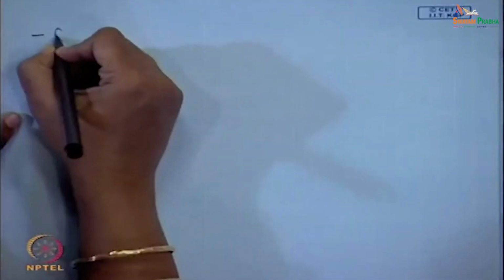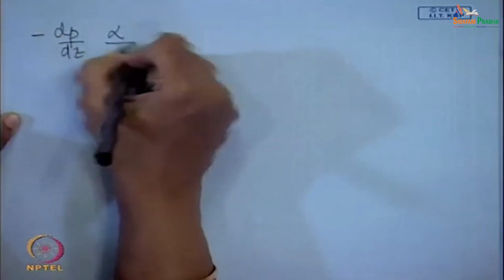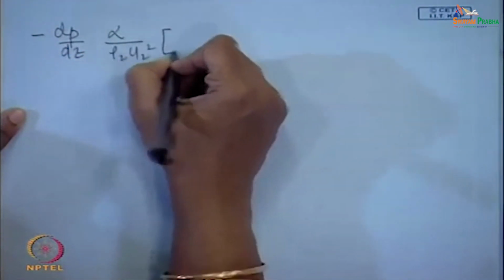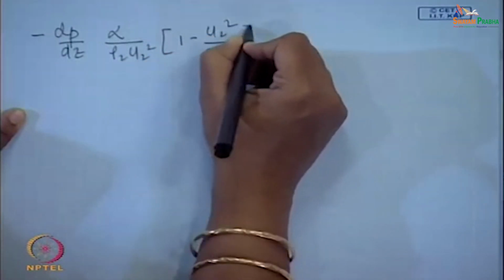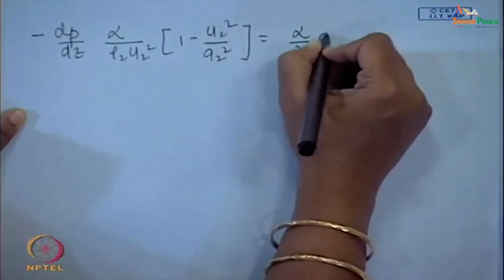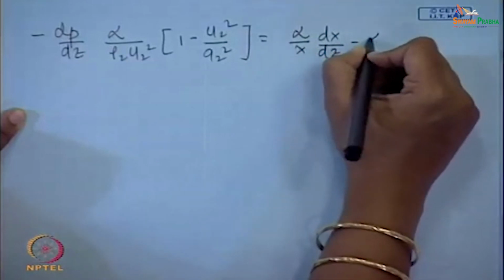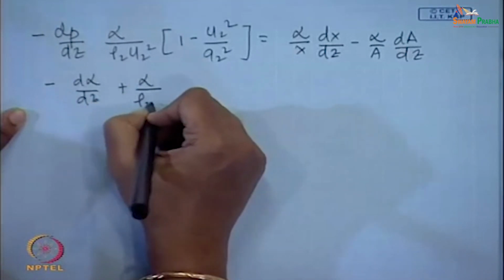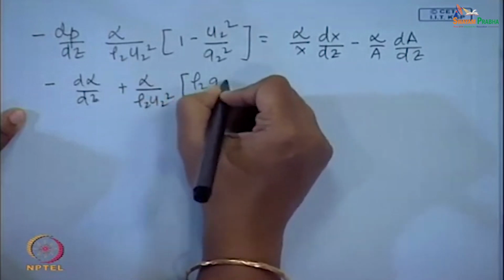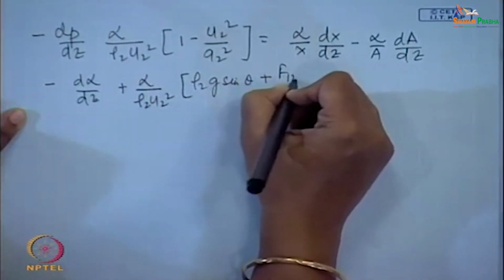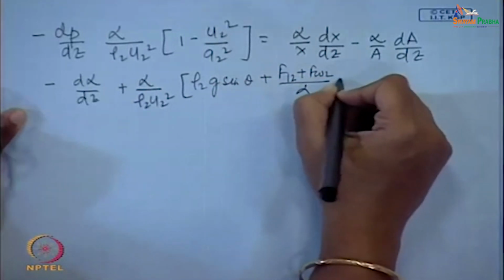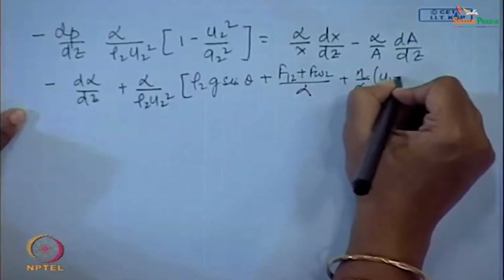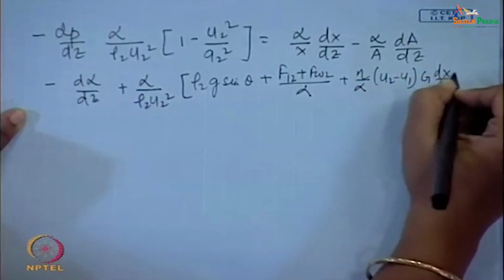So, for that particular case, the thing which we are going to get is minus dp dz alpha by, we are just multiplying one equation by this, this will be equal to alpha by x dx dz minus alpha by A dA dz minus d alpha dz plus alpha by rho 2 u2 square, again rho 2 g sin theta plus whatever was there inside that will remain intact, u2 minus u1 g dx dz.